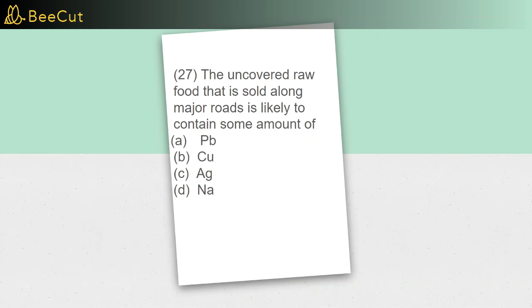Number 27. The uncovered raw food that is sold along major road is likely to contain an amount of A. Lead, B. Copper, C. Silver, D. Sodium. The metal component that will be contained there is lead.